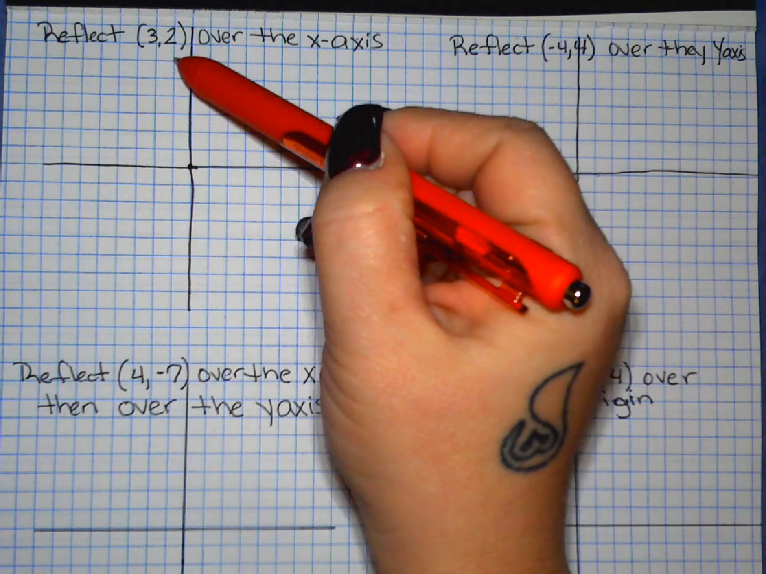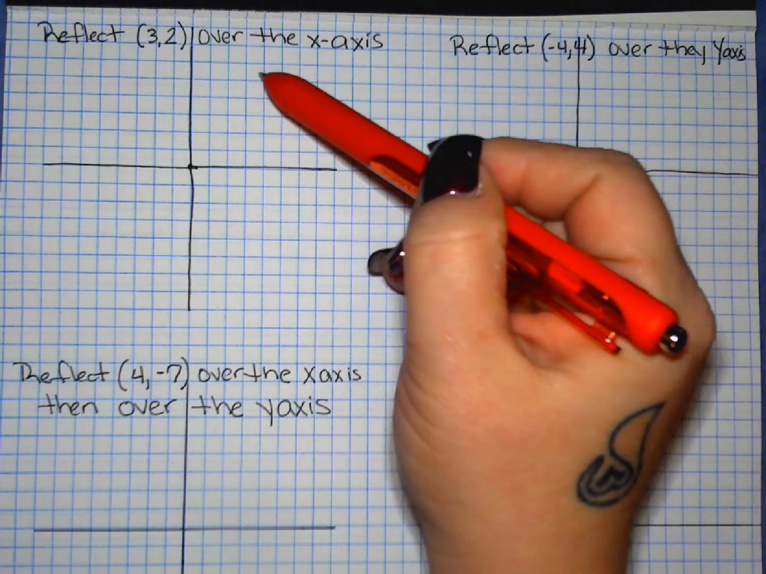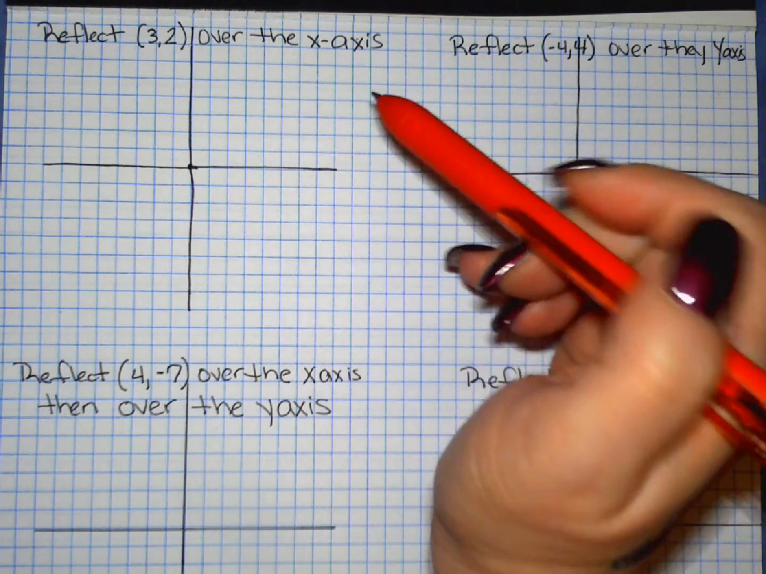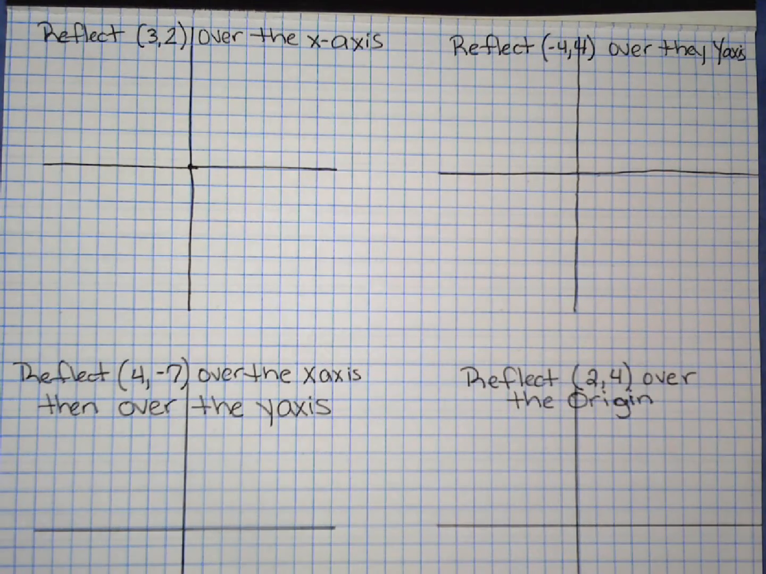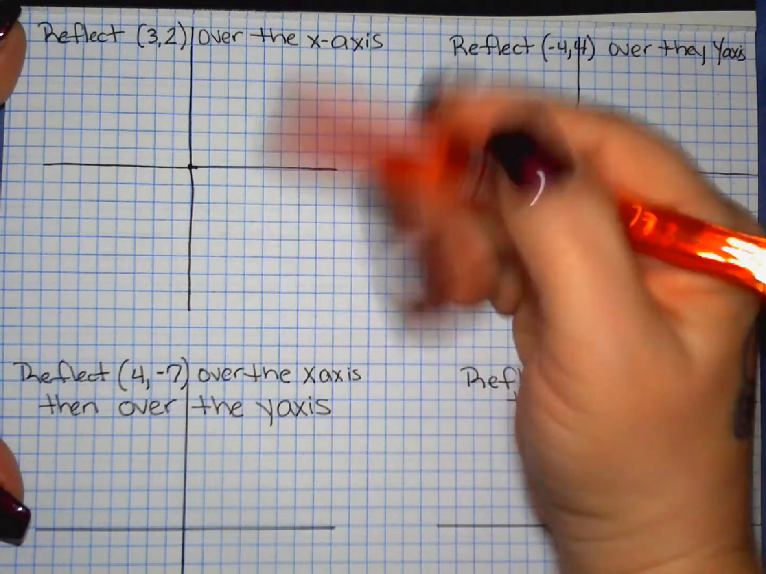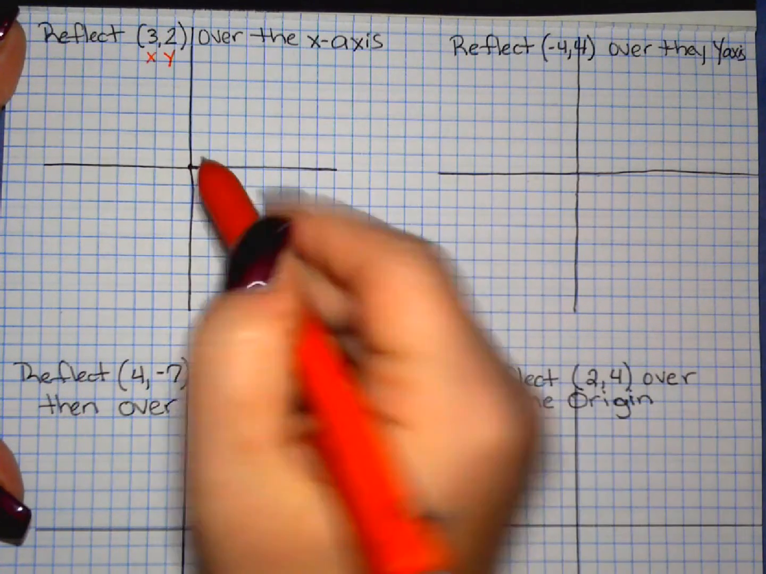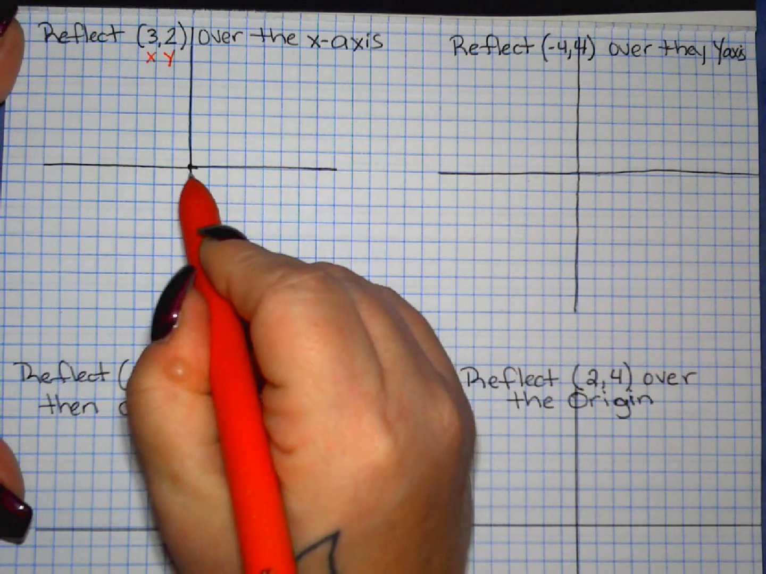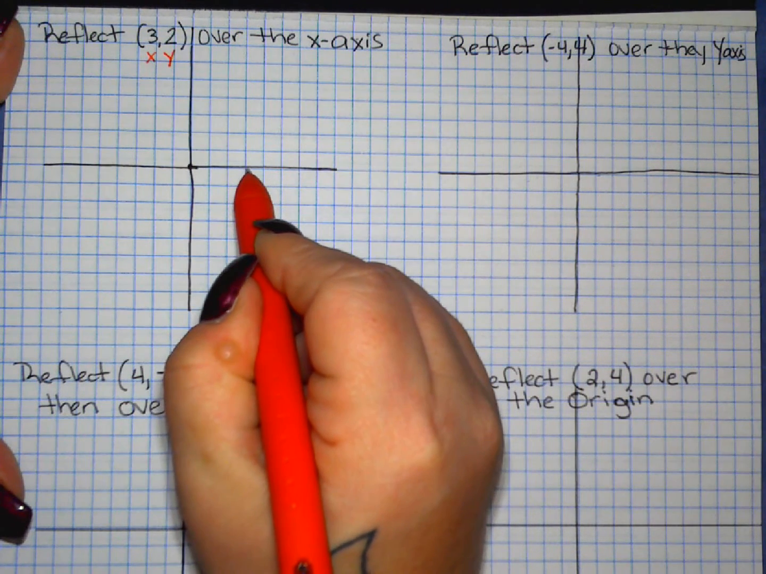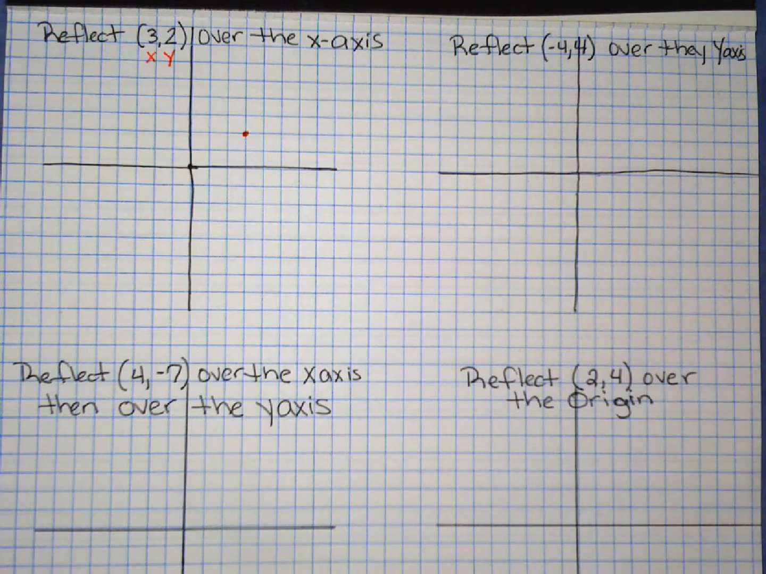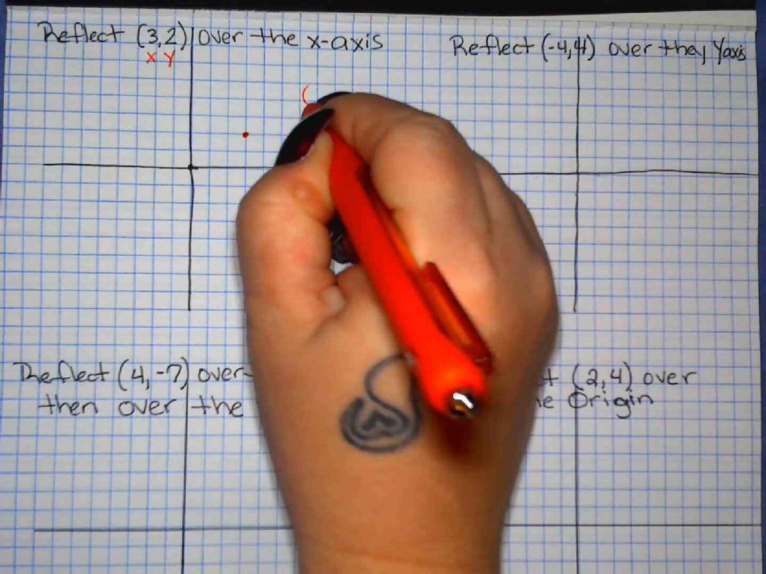It says reflect 3, 2 over the x-axis. So it says reflect the point 3, 2 over the x-axis. But before we can reflect anything, we have to actually graph the point 3, 2. So let's go ahead and do that. So remember, this is always my x and this is always my y. And I always do x first. So x 3 to the right and up 2. There we go. All right, so that is 3, 2.